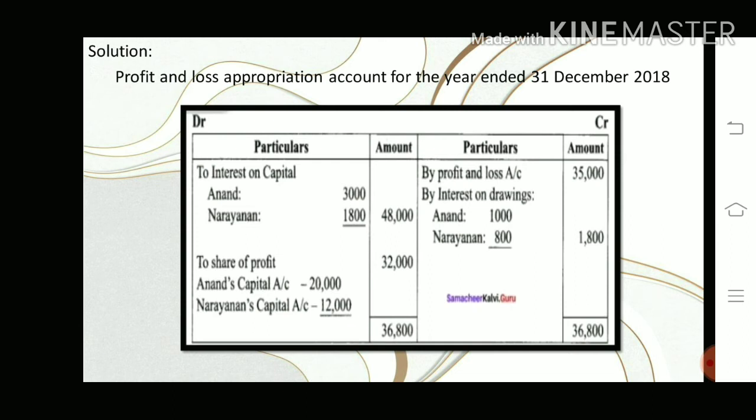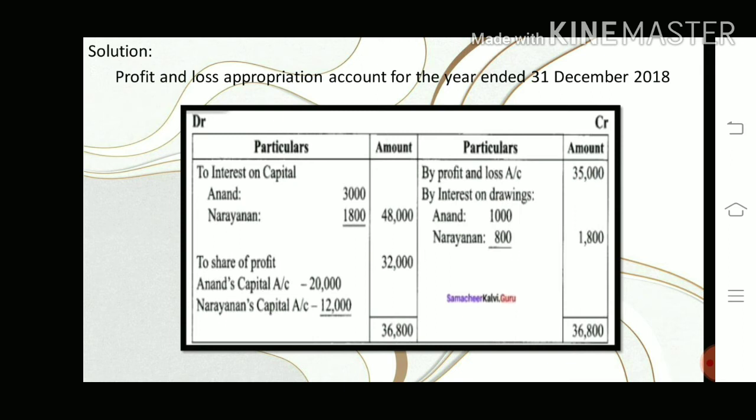Okay, we'll come to the credit side. By net profit, that means by profit and loss account, 35,000. By interest on drawings 1,800: Anand 1,000, Narayanan 800, totally 1,800. Then come to the debit side. To interest on capital: Anand 3,000, Narayanan 1,800. So totally 48,000. Sorry, 4,800. That was a small mistake, one extra zero. 4,800. Then we will compare the debit and credit sides.